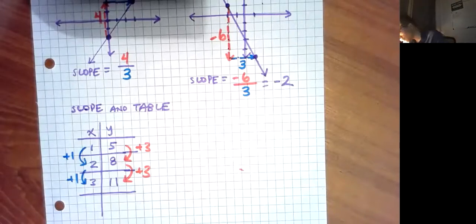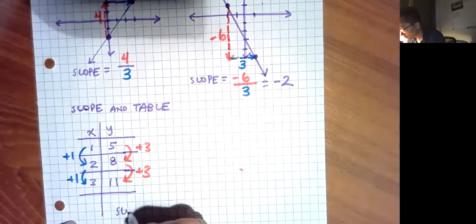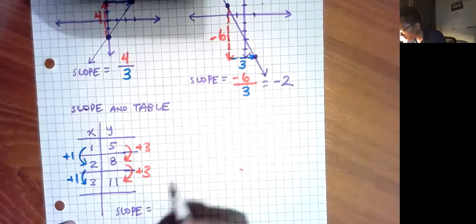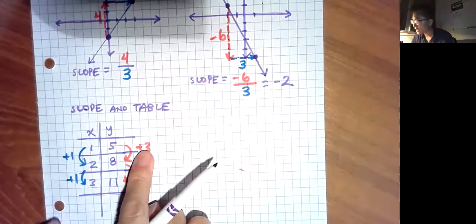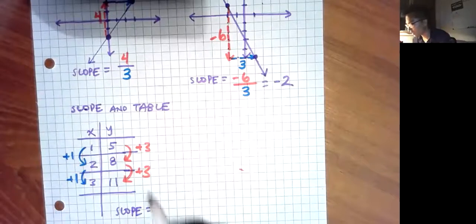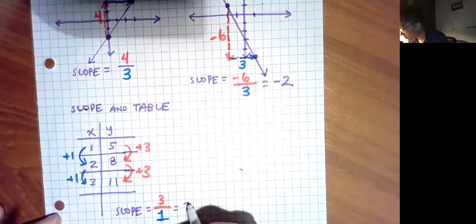So my slope between each of these 3 points, well, it's change in Y over change in X. The change in Y was 3. The change in X was 1. So 3 over 1, that I can simplify to just 3.